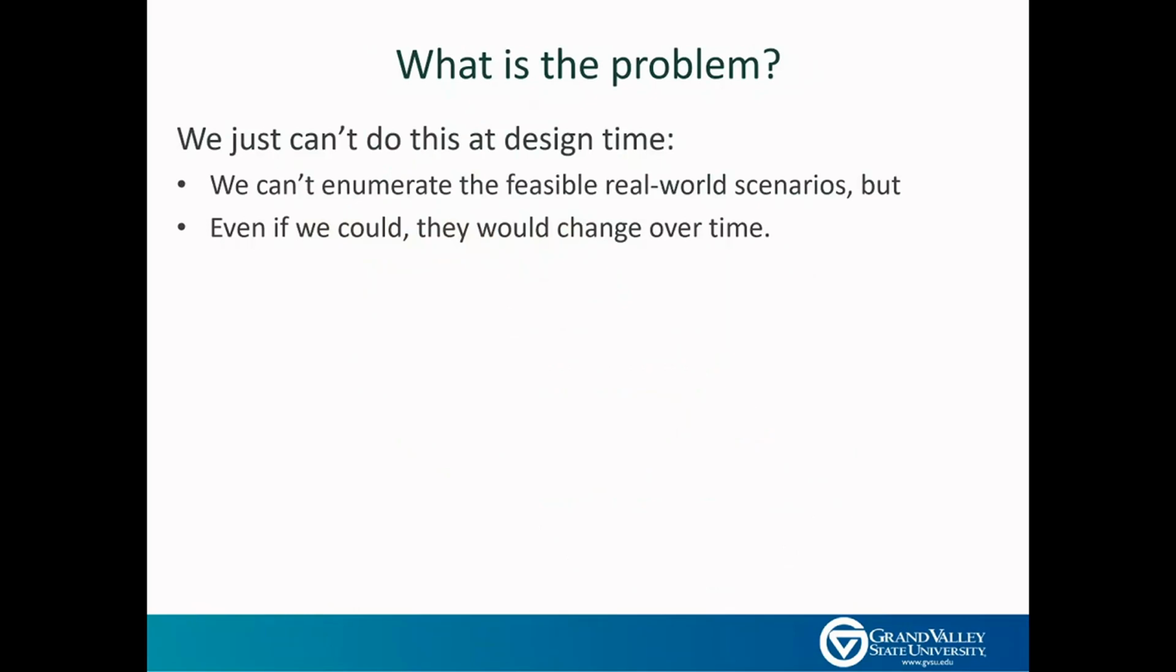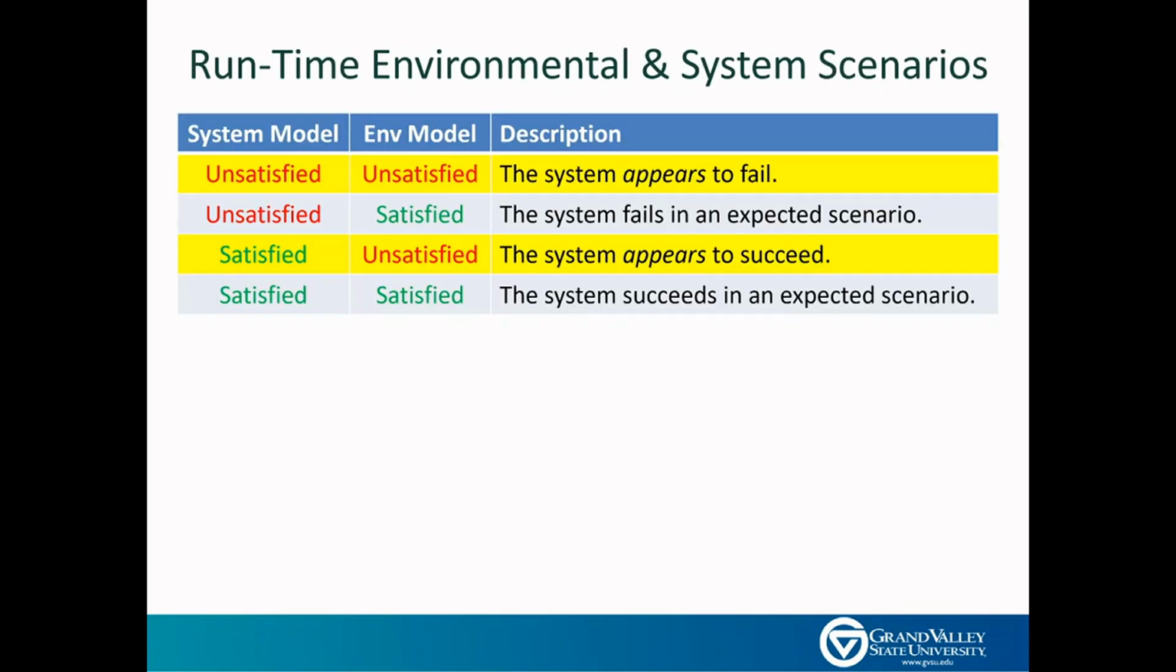Well, what do we do? Again, we can't just enumerate every single feasible real-world scenario, and even if we could, they would change over time. So we've got to do some runtime analysis. And so what we're going to look for is situations outside of the one that we want where either one of these things is unsatisfied, right? So if the environmental model is satisfied and the system's unsatisfied, we should have caught that at design time, and we know the system has failed. But there's two situations where the environmental model is unsatisfied, and so we can't tell if the system has truly failed or not. And it's very dangerous to assume that the system has succeeded if we haven't verified that it succeeds in that situation. And let me give you an example of this.